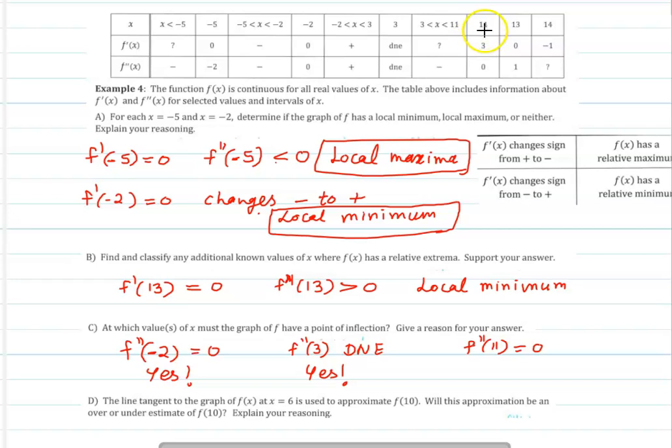Now let us look at 11. The function is concave down on the left of 11, but we are not sure whether the second derivative is positive or negative in the immediate neighborhood to the right of 11. So we can't say anything about 11. This cannot be a point of inflection for the given function.